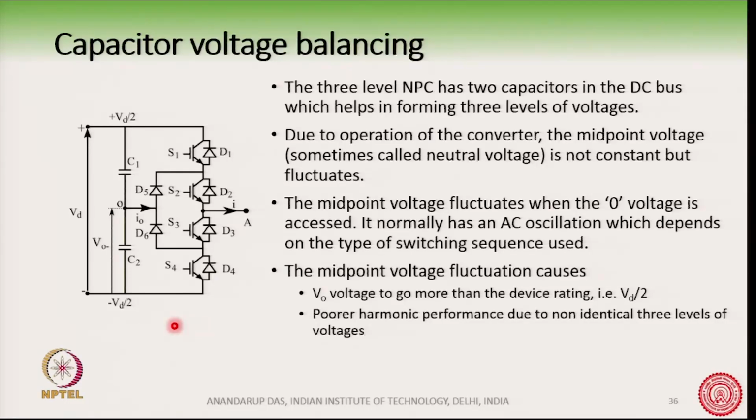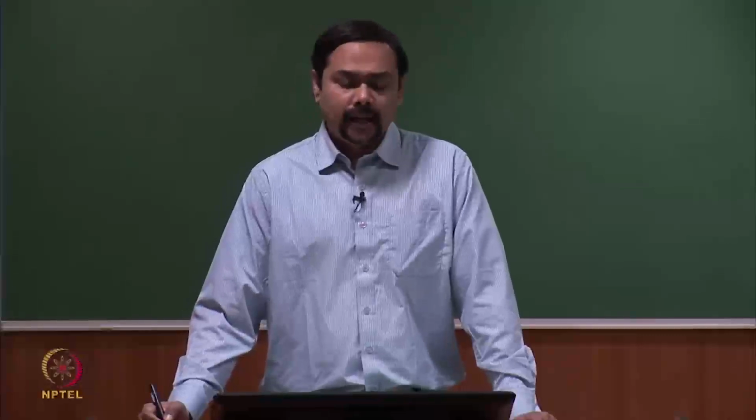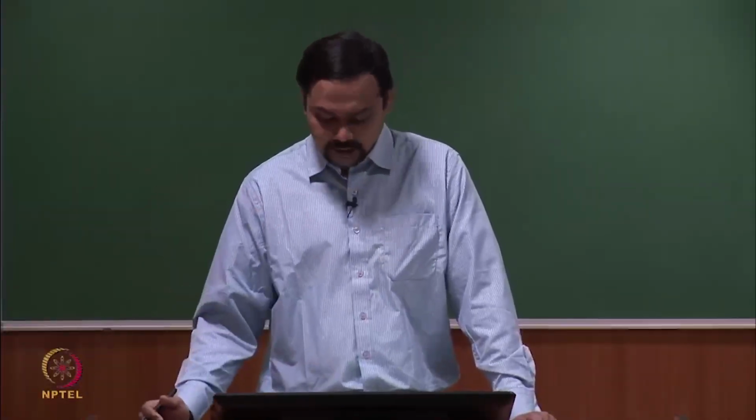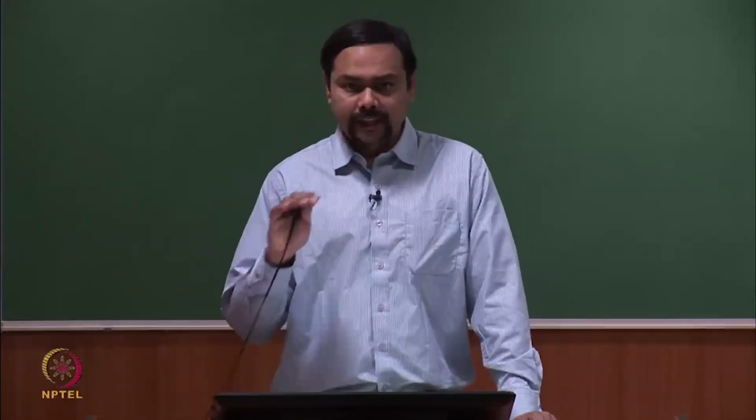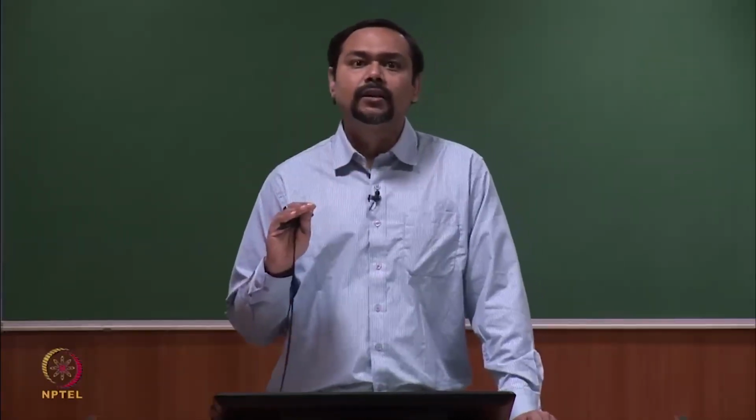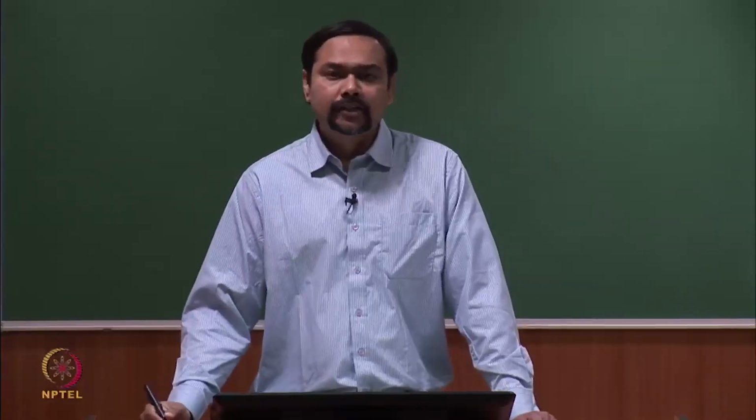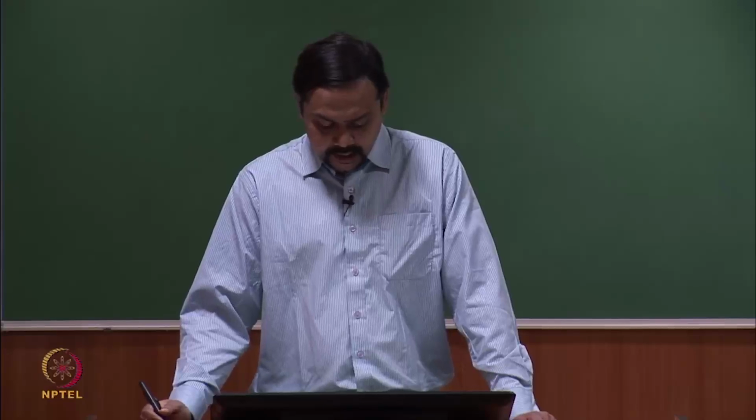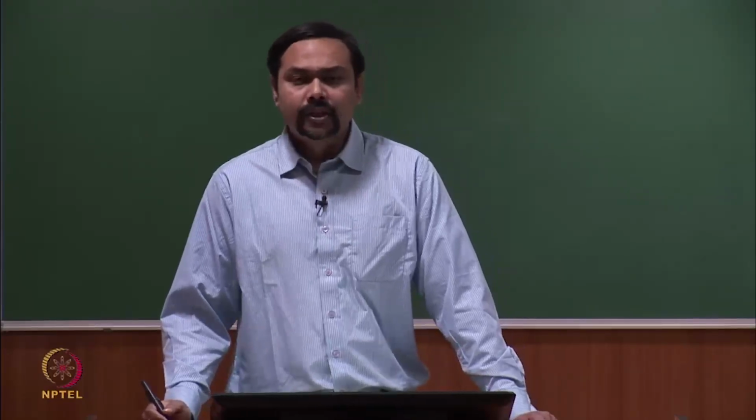However, during the operation of the converter, the midpoint voltage, which is also sometimes called the neutral voltage, is fluctuating. It is not a constant value. We expect the neutral voltage or the midpoint voltage to be perfectly constant, but it will fluctuate due to the operation of the converter. And why will it fluctuate?